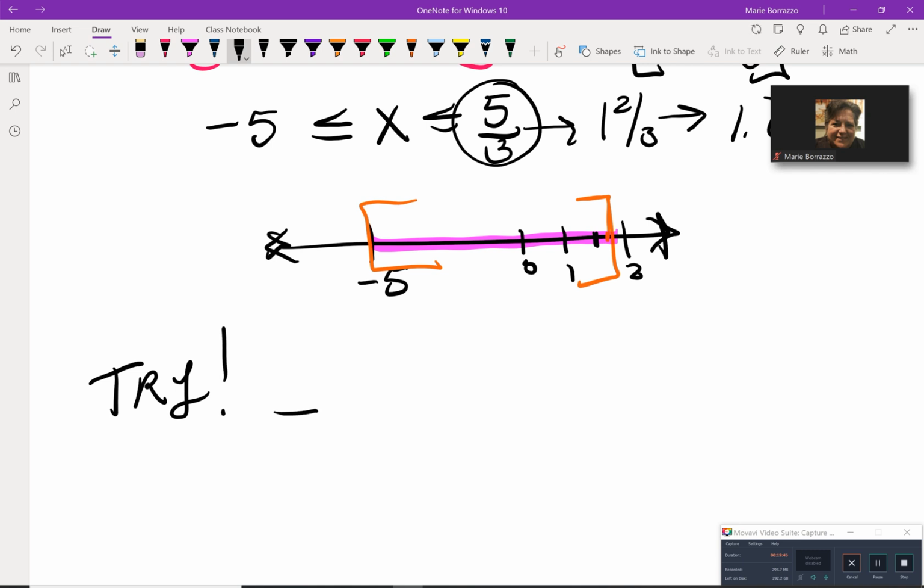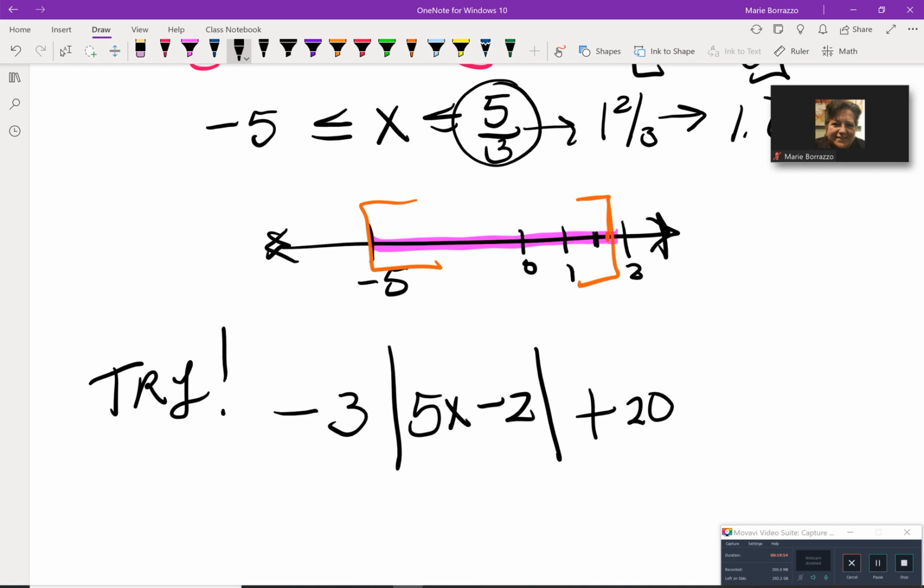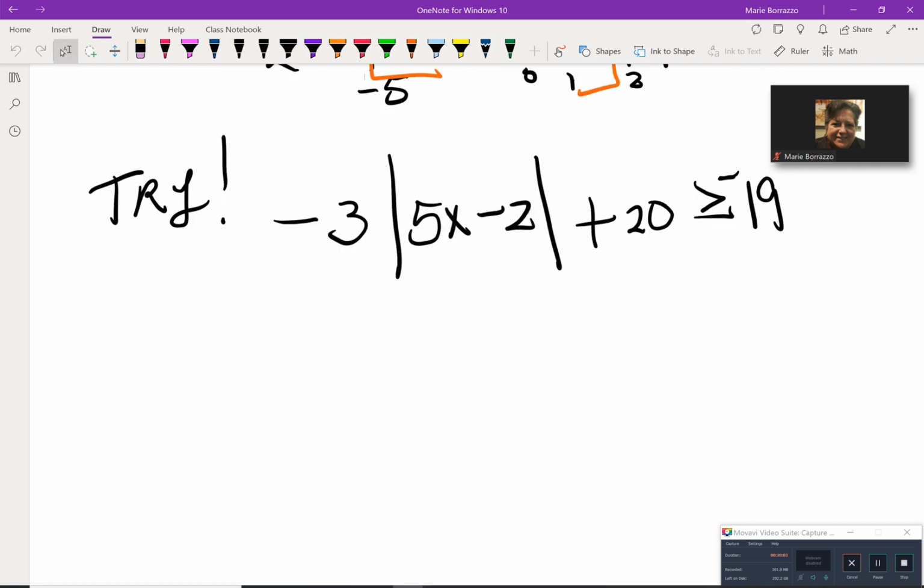So we have -3 absolute value of 5x minus 2 plus 20 greater than or equal to negative 19. Okay, so if you're doing this at home, pause the video one more time.